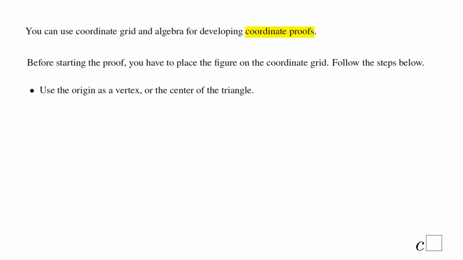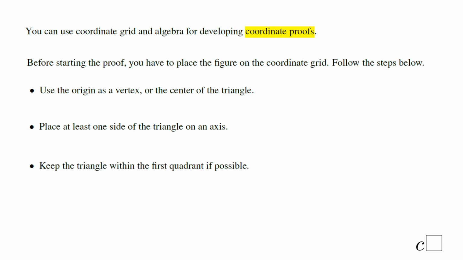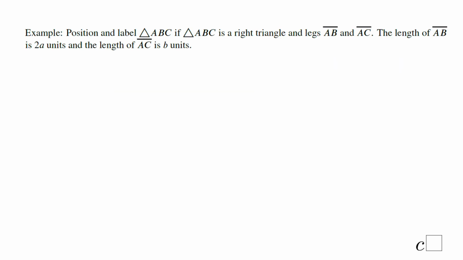One of the things that you're going to do is use the origin as a vertex or the center of the triangle. Place at least one side of the triangle on an axis, x-axis or y-axis, you will see. I'm going to do that. Keep the triangle in the first quadrant if possible. And use coordinates that make computation as simple as possible. So follow these 4 steps, and let's see how we do that.